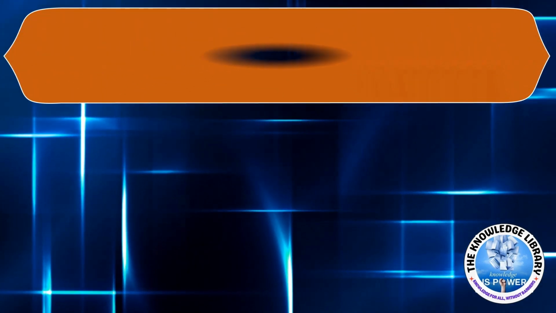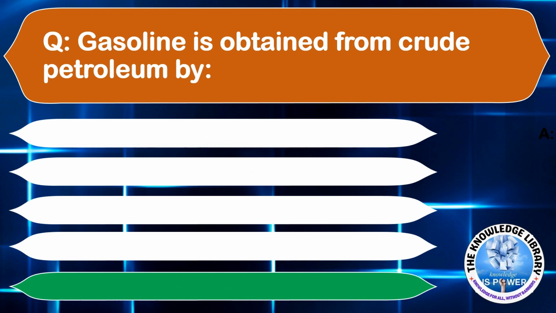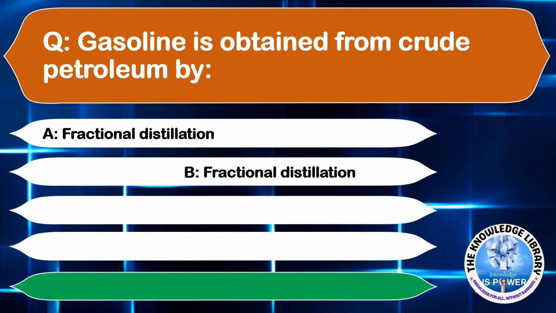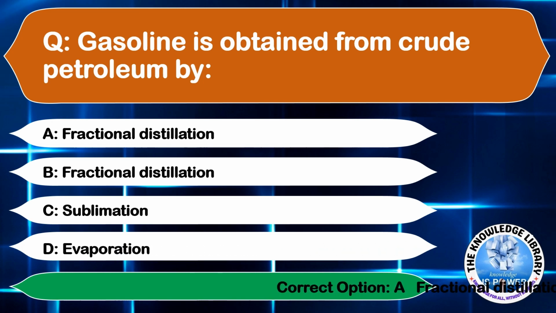The next question is, gasoline is obtained from crude petroleum by A. Fractional distillation. B. Sublimation. C. Fractional distillation. Or D. Evaporation. The correct answer is option A, fractional distillation.